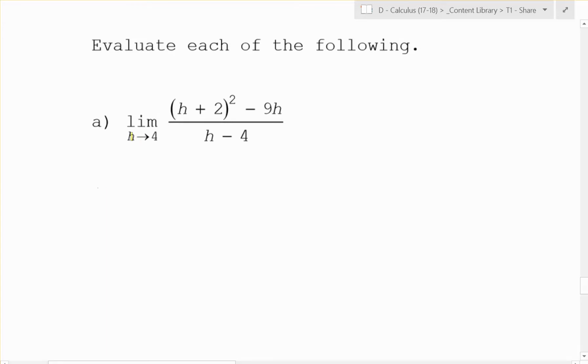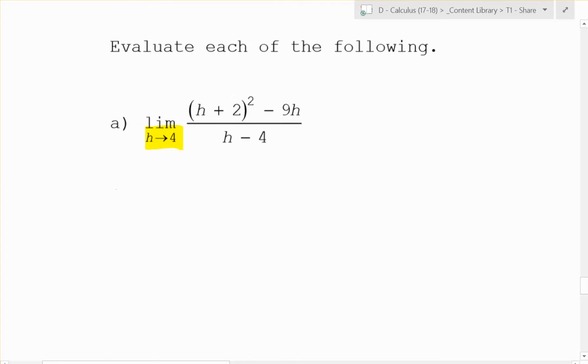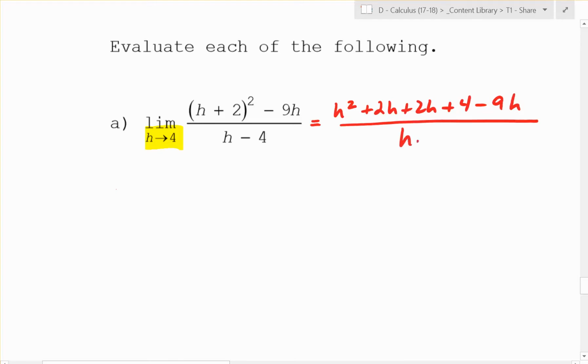So on this one, remember, just like with all limits, you ask yourself, can you plug in what you're approaching? Can you plug in 4 for h? And you can't because of the denominator. You can't create an indeterminate form, a 0 in the denominator. So you look to, can you factor? Well, not yet. Because we can't factor this nicely, there's nothing really nice to pull out, let's multiply it out. h plus 2 squared multiplies out to h squared plus 2h plus 2h plus 4, and then there's still that minus 9h, and this thing is still over h minus 4. So how many h's do we have on top?